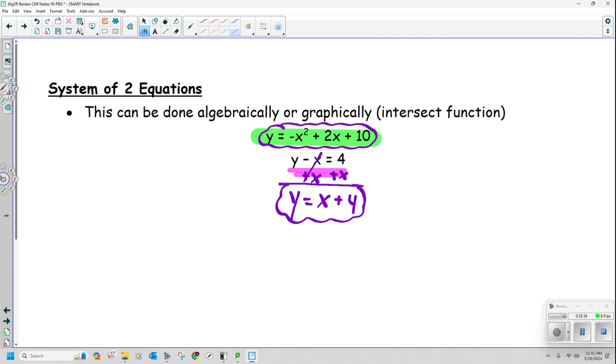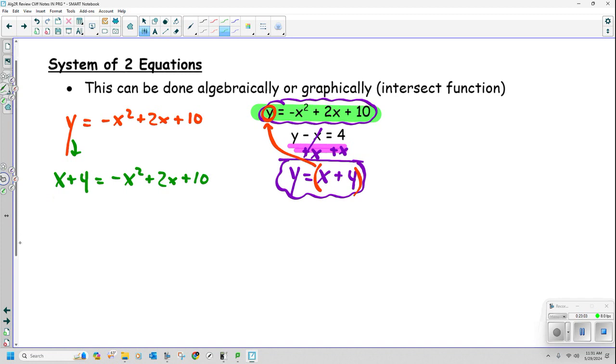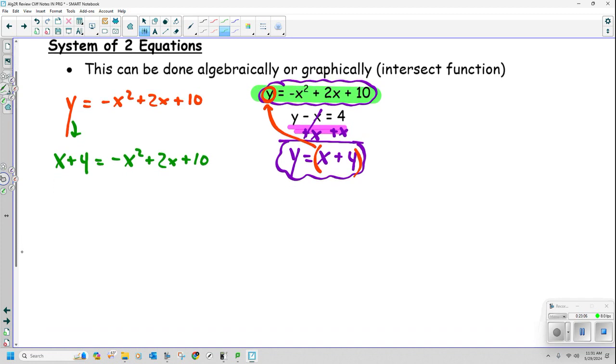So what I'm going to do is, if y equals x plus 4, then I'm going to substitute x plus 4 in for this y. So we had y equals negative x squared plus 2x plus 10. But in for this y, I'm going to put x plus 4 equals negative x squared plus 2x plus 10. How come I want to do this? Well, if I'm going to solve for a variable, I need to have one variable. By substituting an x plus 4 in for y, I don't have a y and an x anymore. I only have an x.